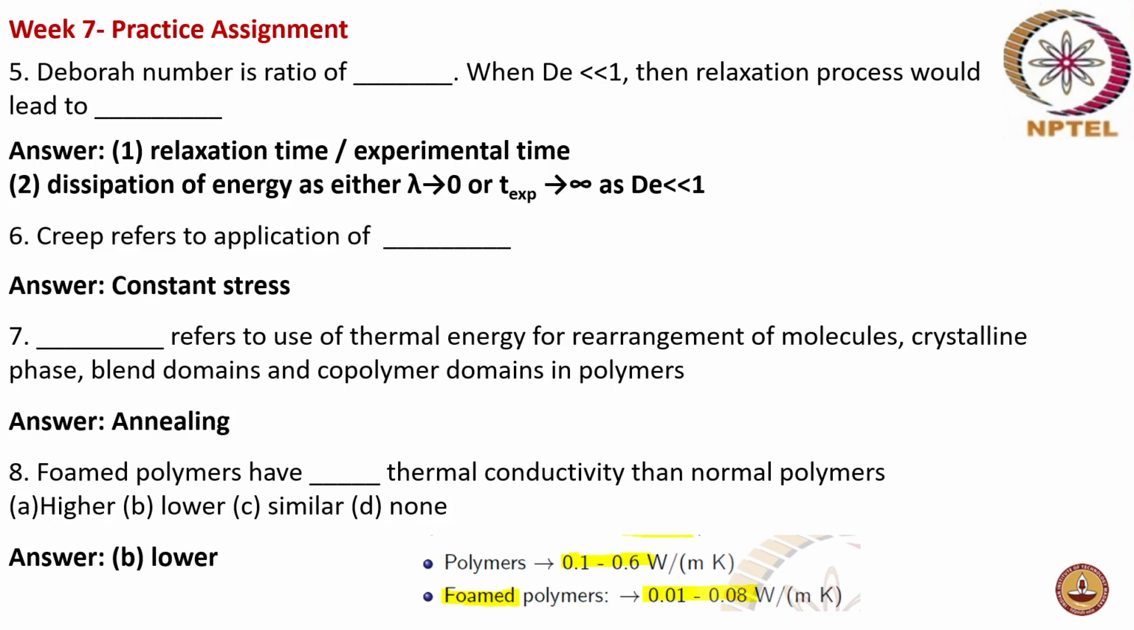Actually no, ma'am, it's lower than the normal polymers, because when you foam it, there will be air gaps, right? That will further reduce your thermal conductivity. For polymer, at least you have some continuous solid, whereas when there is a foam, there is an air gap in between. So obviously your thermal conductivity will reduce. So it has a lower thermal conductivity than normal polymers, approximately one order lower.